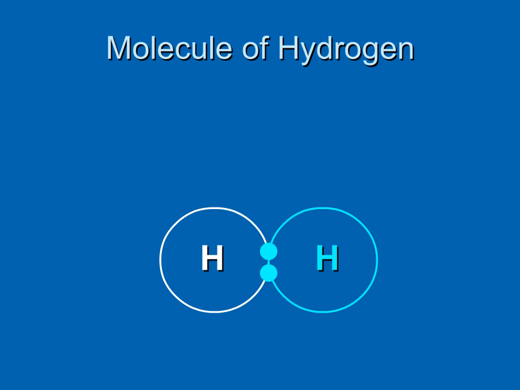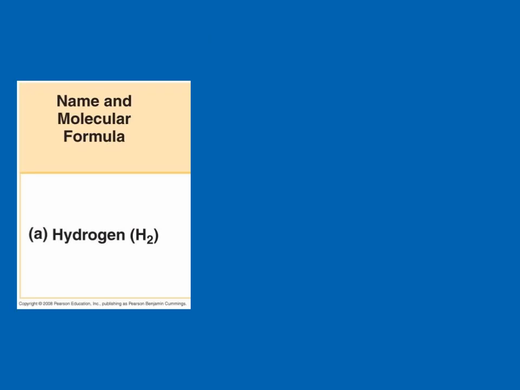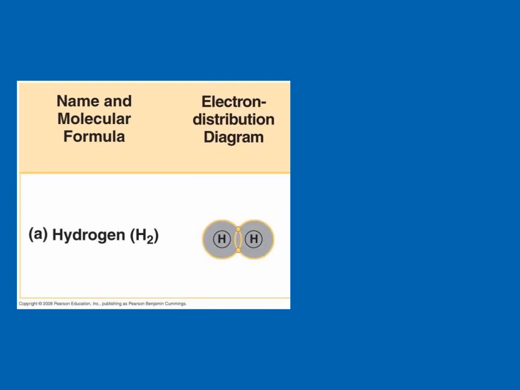We can represent covalent bonds in many different ways. We can write the molecular formula H2. The H is the symbol for hydrogen, while the 2 indicates there are two atoms of hydrogen in this molecule. We can show how the electrons are distributed and shared, as in the electron distribution diagram.